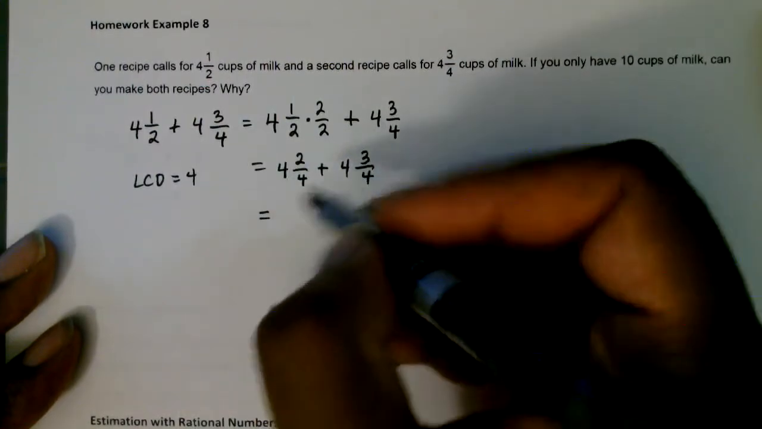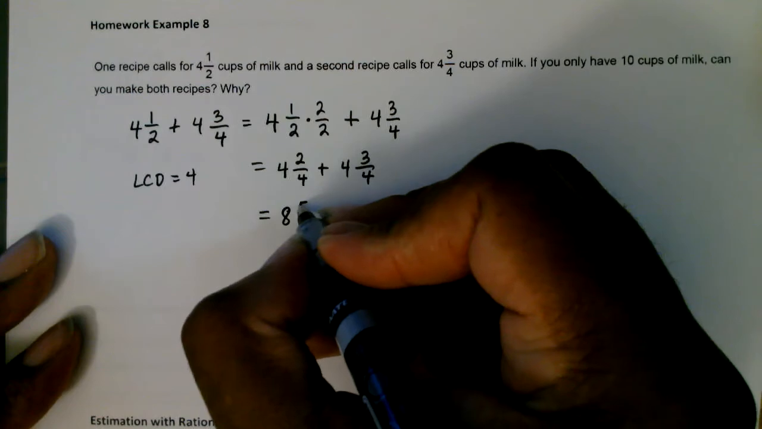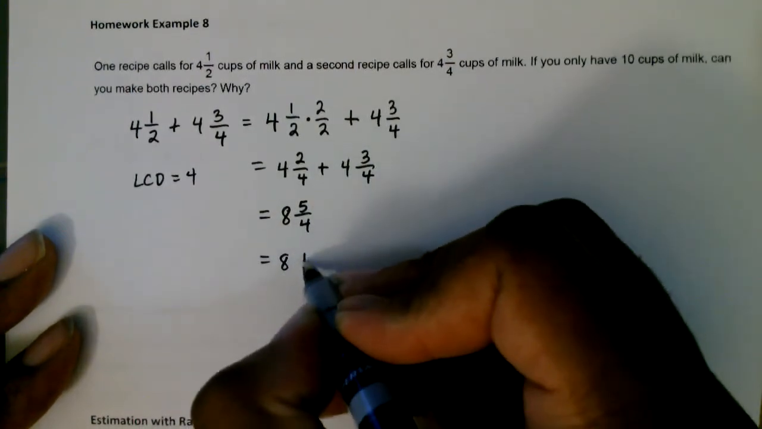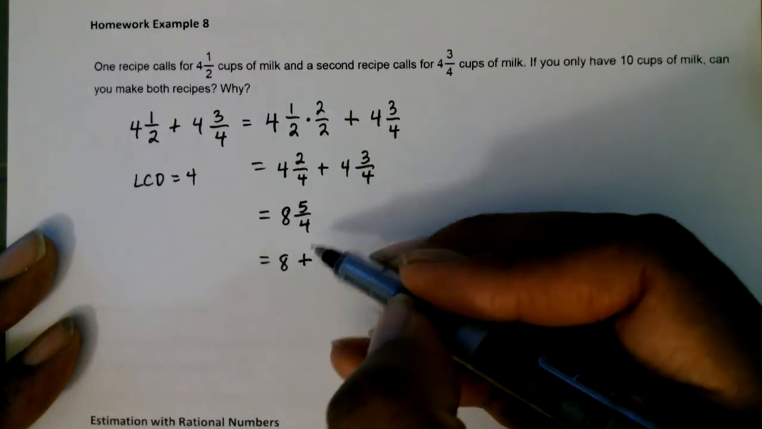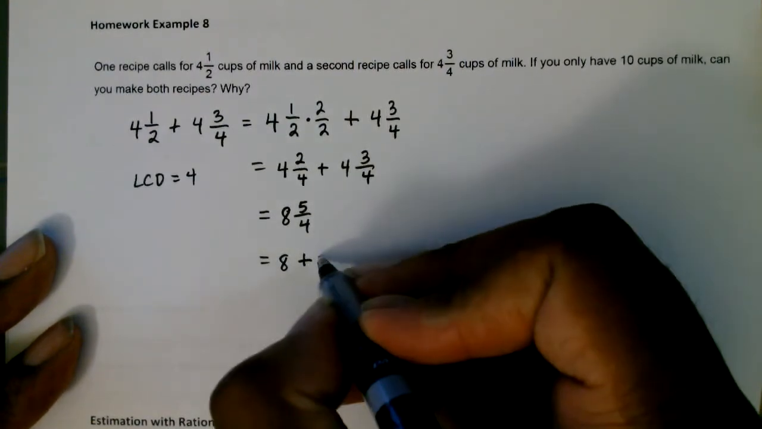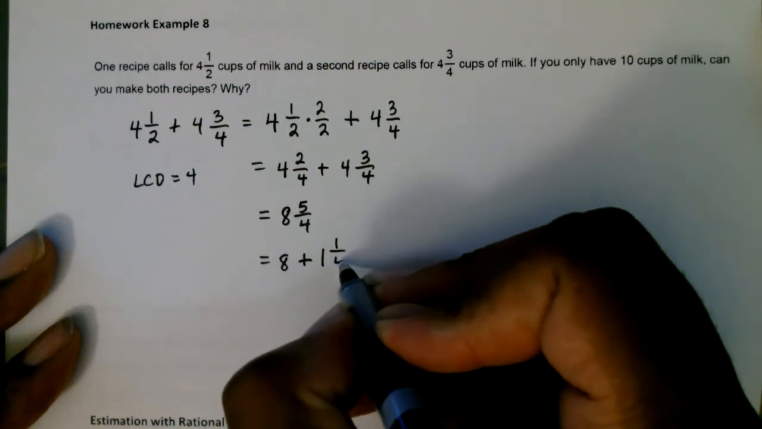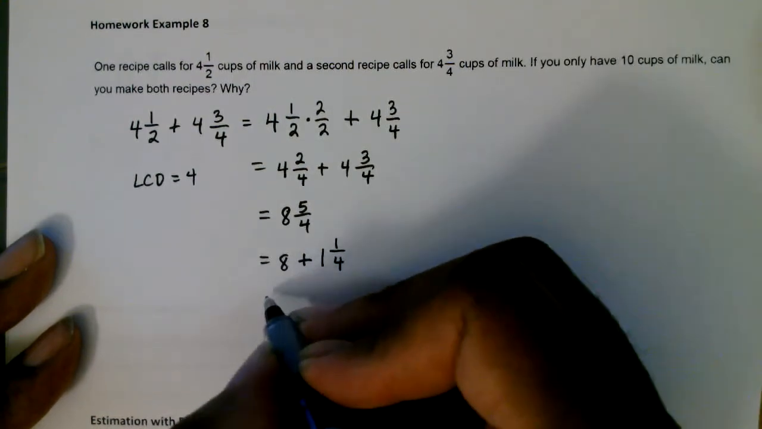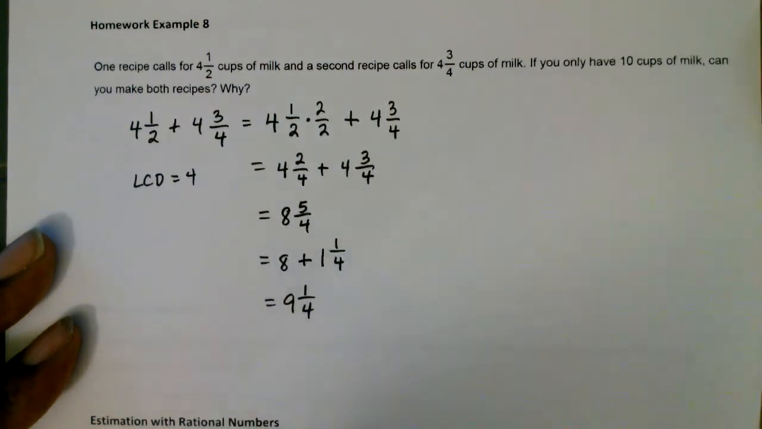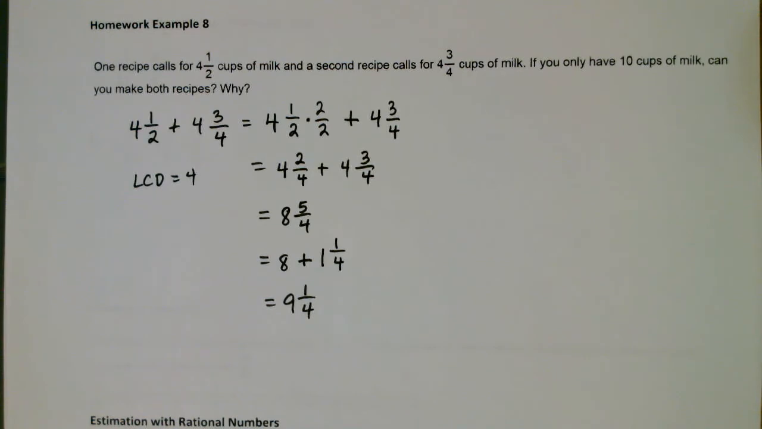Let's see, add the whole numbers. 4 plus 4, that will be 8. 2/4 and 3/4 will be 5 over 4. Now, that 5 over 4 is an improper fraction. So if I divide 4 into 5, that's going to go 1 time, but I'm going to have 1/4 left over. That 1 whole plus that 8 would be 9. So the total number of cups of milk would be 9 1/4 cups.